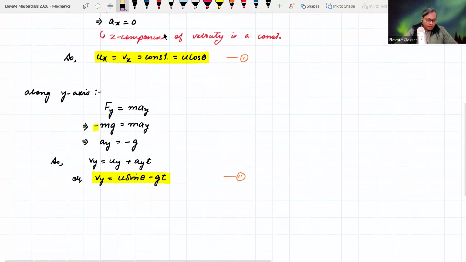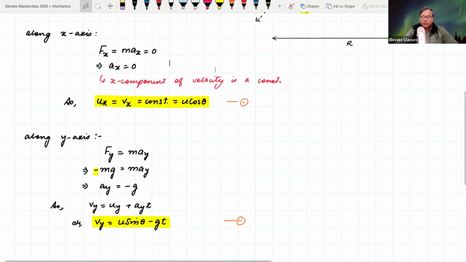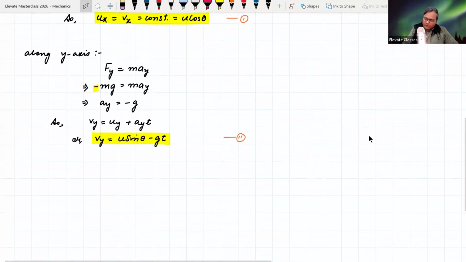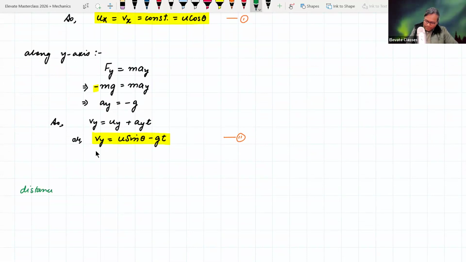So now these are the equations associated with the instantaneous speed of the ball at any moment in time. Now that we have obtained the instantaneous speed of the ball, we can also obtain the distance traveled. For example, if I am interested in figuring out how much distance has been traveled, and notice that I am only focusing on the kinematics here. So along the x-axis, acceleration is 0, speed is a constant.